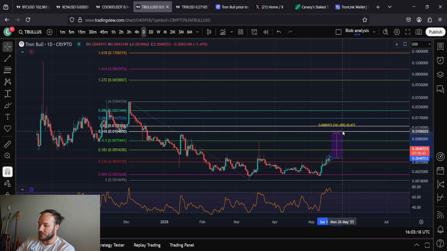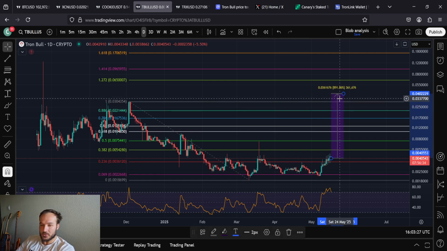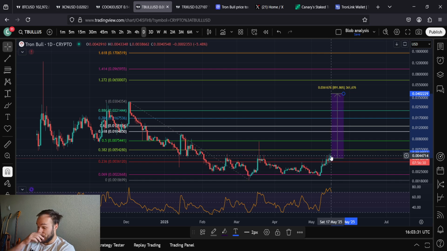This is what I'm thinking if we don't get crazy. What's not crazy is a 1 cent to a 2.2 cent price. If we get crazy, we're going to rip right on up to new all-time highs, right above 3 cents, right? Something like that could happen. And genuinely could happen by the end of May, if not sometime in June.